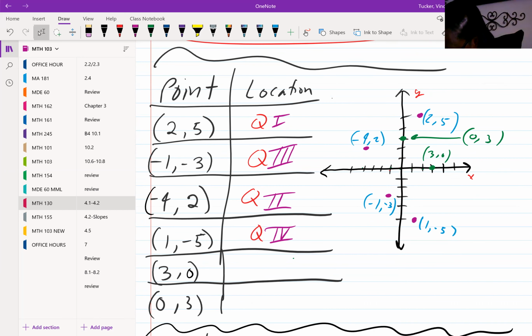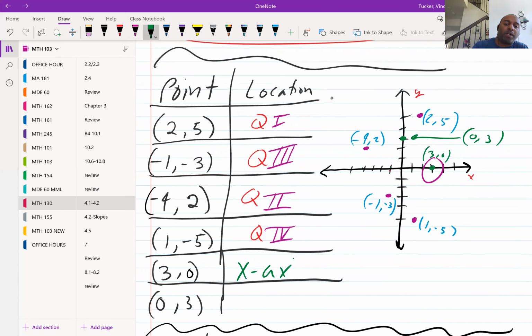All right, so now 3, 0 means I go to the right three, but then I don't go up or down because Y is zero. And that puts me right here on the X-axis. So you don't go into any quadrant, it's just the X-axis. Oh, 3, 0 is the X-axis, okay.